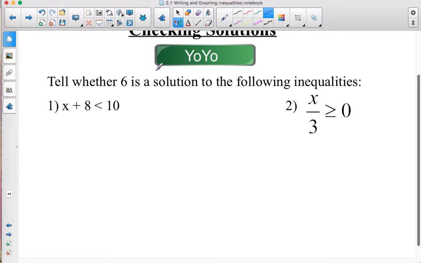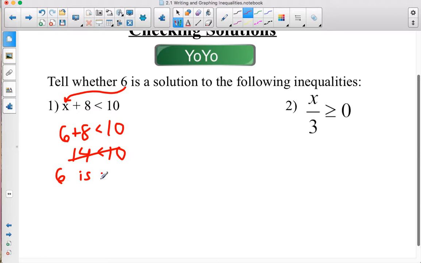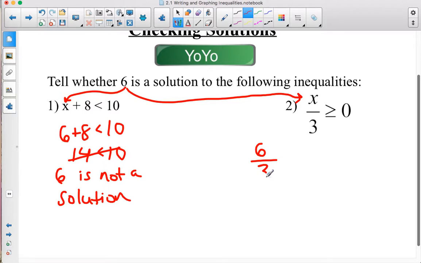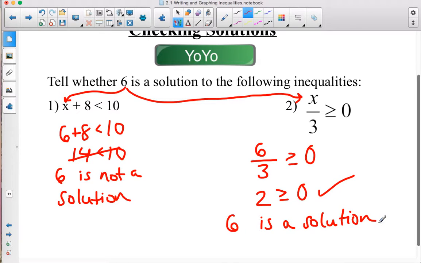Okay, welcome back. Let's check this real quick. When I substitute in 6 for x, in the first one I get 6 plus 8. Is that less than 10? 14. Is 14 less than 10? No, it is not. Not true. 6 is not a solution to the first one. False statement. Let's put 6 in over here. 6 divided by 3, is that greater than or equal to 0? Yeah, I get 2. Is 2 greater than or equal to 0? It's not equal to, but it is greater than. And as long as it's one or the other in the or statement, it is true. So this is true. So we would say 6 is a solution to this one. It worked for the first. It did not work for the second.